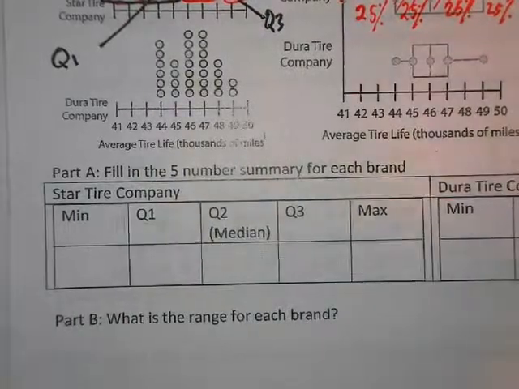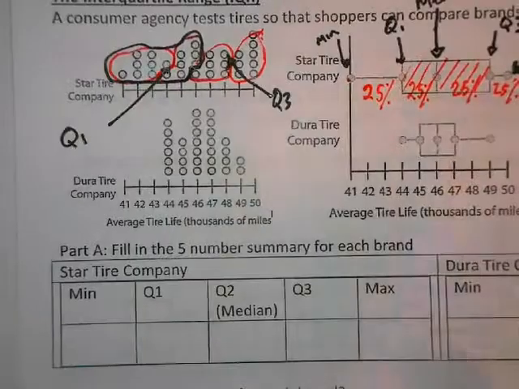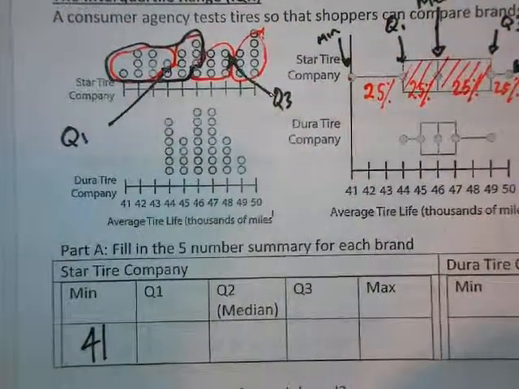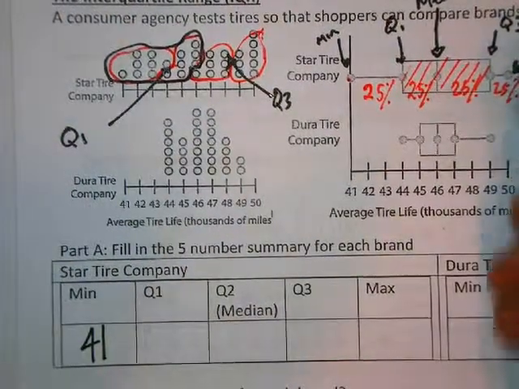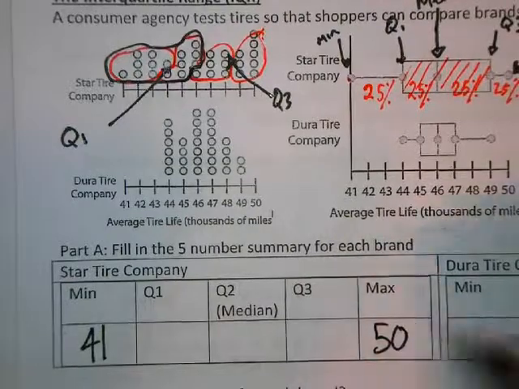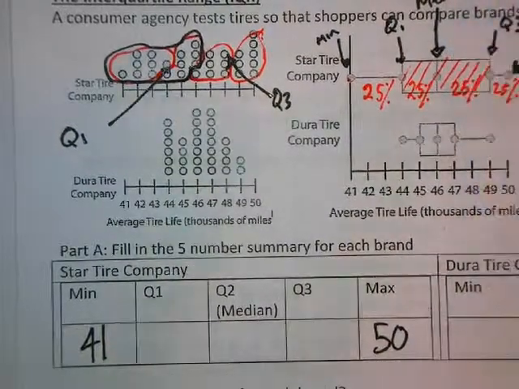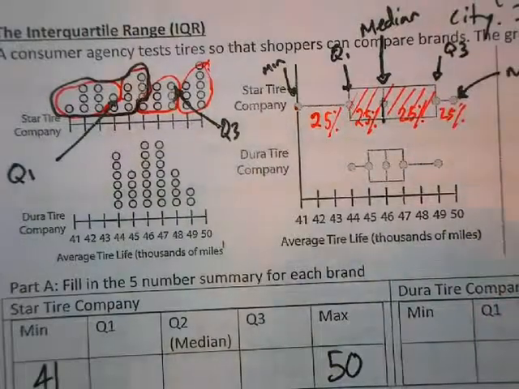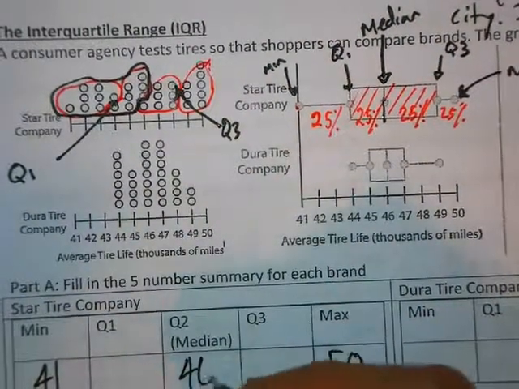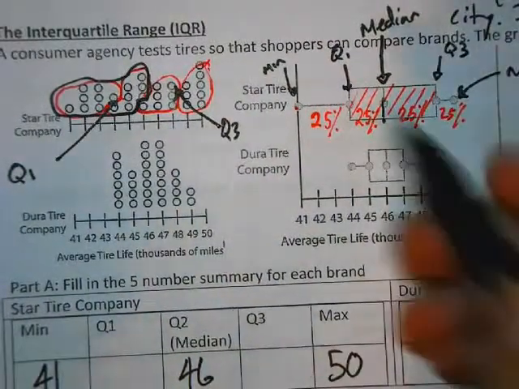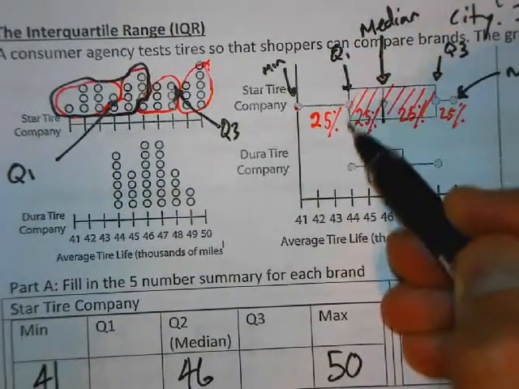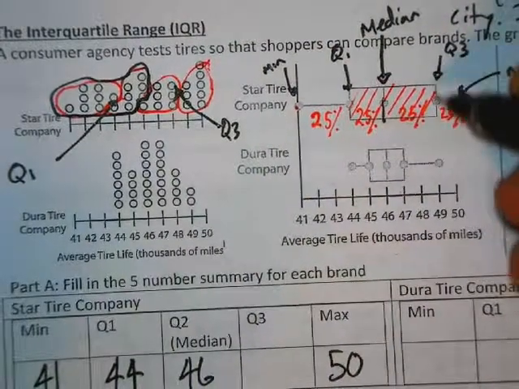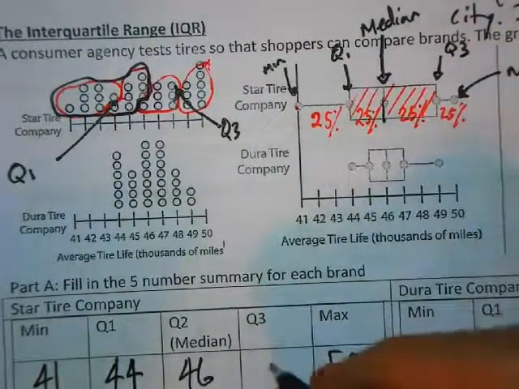So the Star Tire Company has a minimum of 41,000. It has a maximum of 50,000. It has a median, and on my box plot, the median is right here. It has a median of 46,000. And then the first quartile is 44, while the third quartile is 49.